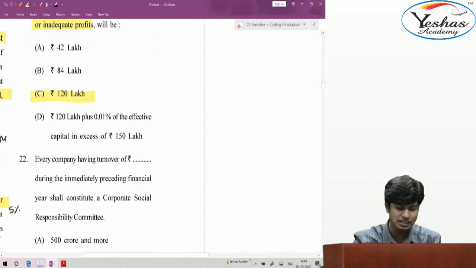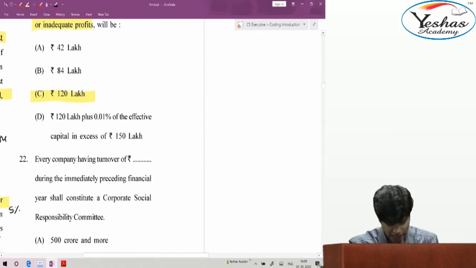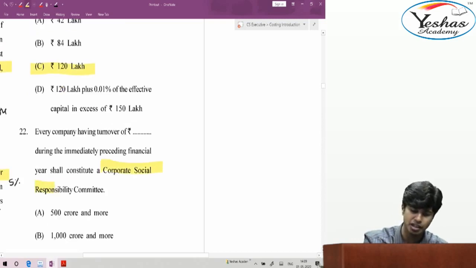Every company having dash turnover of how much during the immediately preceding financial year is supposed to comply with the Corporate Social Responsibility Committee. So this is given under section 135 of the Act.